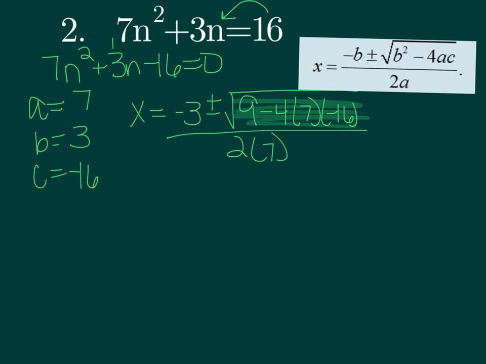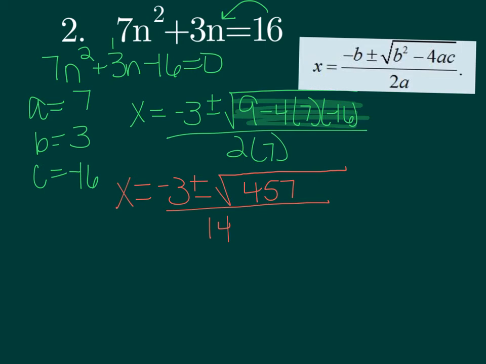What's under it. So I have x equals negative 3 plus or minus, and when I take the square root of that, I get 457, all over 2a, which is 14. Okay. That was a little long, but that's okay. Okay. All right, so now that was my first step.